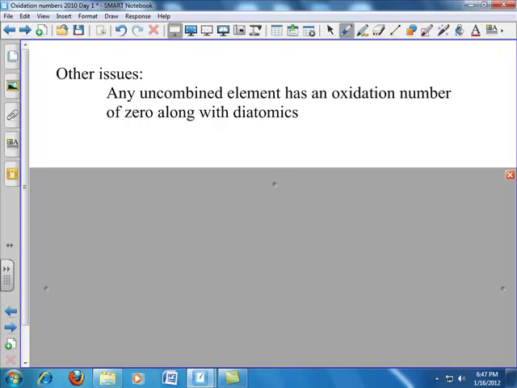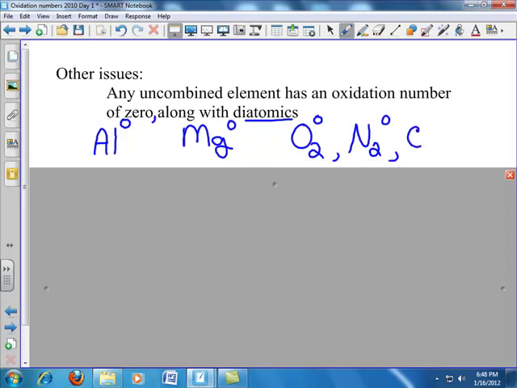Any uncombined element will have an oxidation number of 0, and I should have put a comma in here, along with diatomics. So basically what that means is if you just see a lone aluminum and it's not combined with anything, its charge is 0. If I have a magnesium atom, and it's not combined with anything, its charge is 0. Now this also works with diatomics. If I have O2, its charge is 0. If I have N2, its charge is 0. If I have Cl2, its charge is 0. All the diatomics. And you remember that there are how many diatomics? 7 of them, correct?